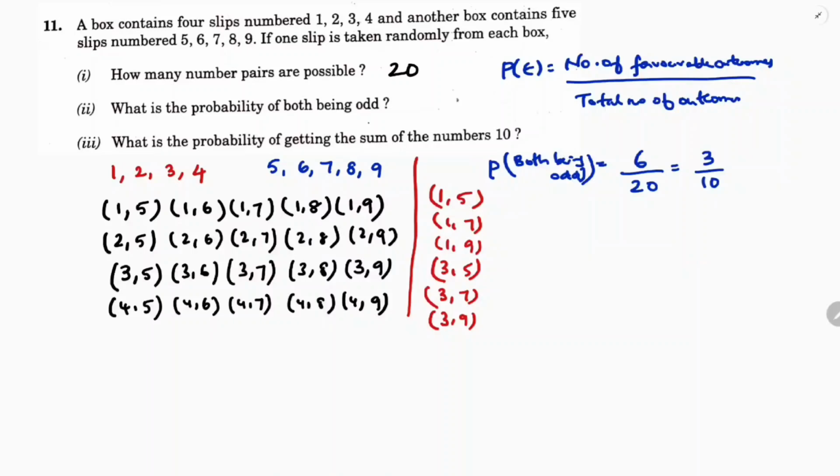Next one, what is the probability of getting the sum of at least 10? At least 10 means 10 or more than 10. So here this answer is 3 by 10.